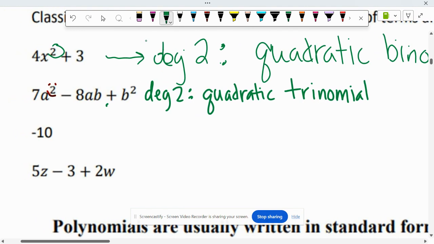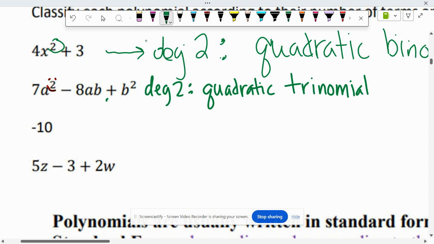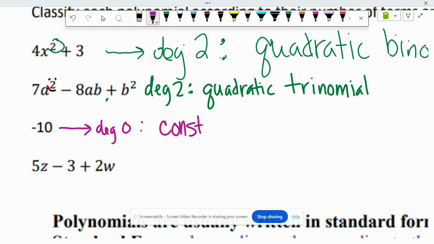What about our next one? How can we name this one? What degree is it? It's degree 0. So if something is degree 0, we call it a constant. And how many terms does it have? 1. So this is a constant monomial. A constant monomial.